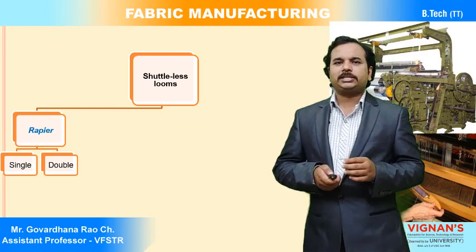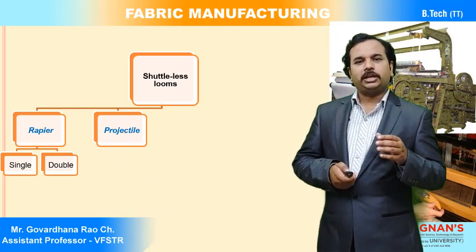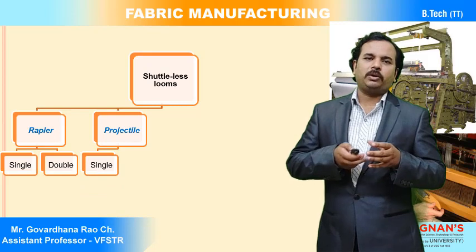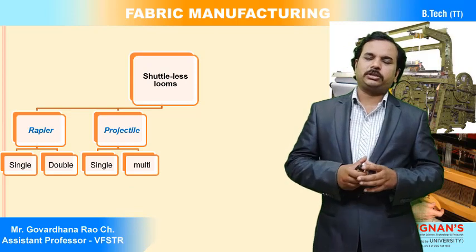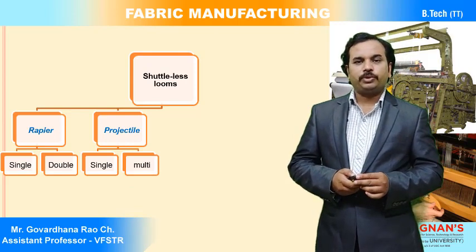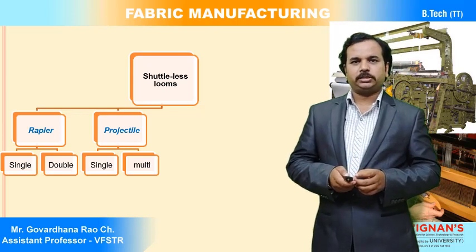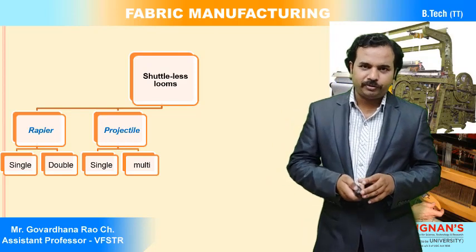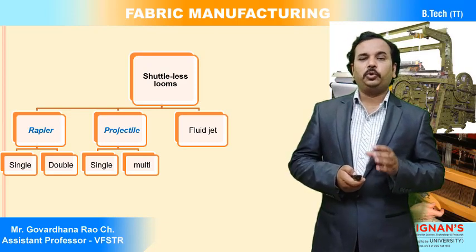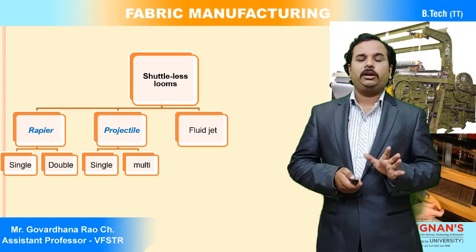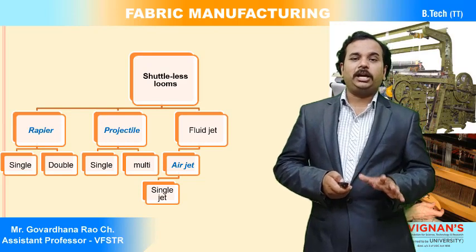The next shuttleless weaving machine is the projectile. In the projectile also we have single projectile and multiple projectiles. Nowadays in most companies and bulk production areas, we use multiple projectiles. Why they are used, we will discuss in further slides. So the second machine in the shuttleless weaving technologies is the projectile weaving machine, and the third one is the fluid jets. Fluid jets are nothing but air jet and water jet.